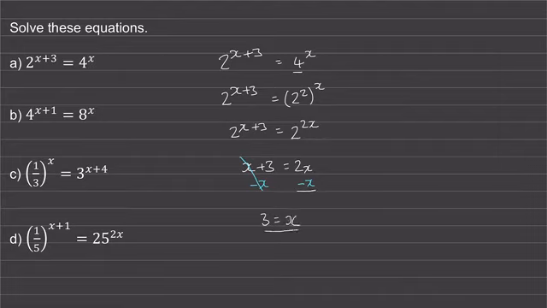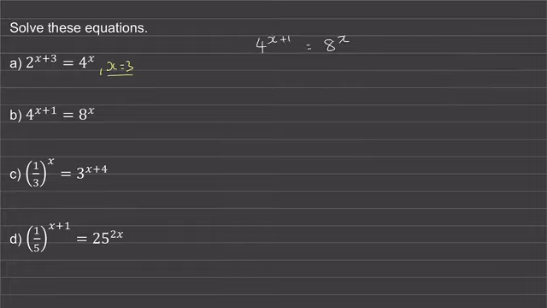And we can check that this works by substituting this 3 back into our original equation. So we have 2 to the power of 3 plus 3, which is 6, and this is 64. And 4 to the power of 3 is 4 cubed, which is also 64. So we know that x is equal to 3. Okay, so do you want to try question B? You can pause the video, and when you come back, we'll go through the worked solution.